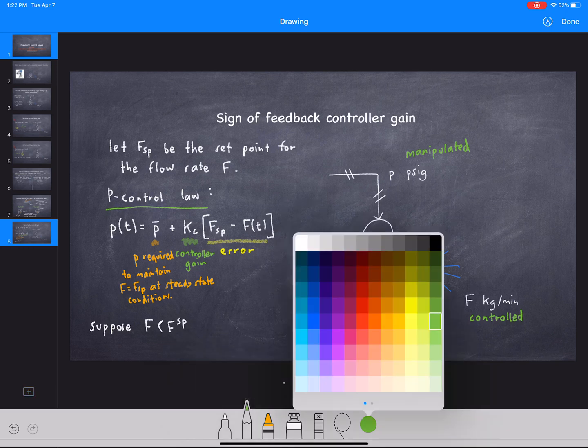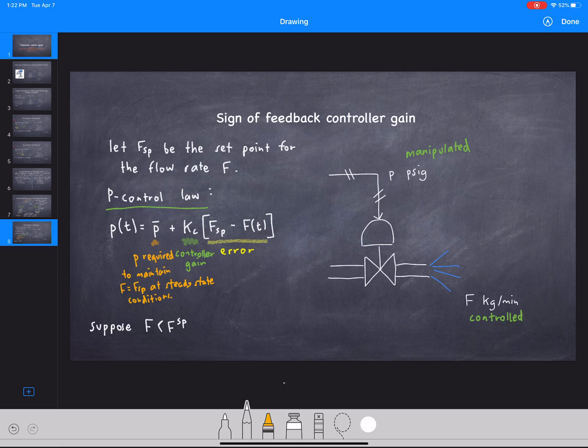All right, so to see why it's important to know if your valve is air to open or air to close, let's suppose that your flow rate is less than the set point, okay? So the set point is greater. So what this implies then is that your error here is positive, right? Your error is positive. And what we want now, since the flow rate is too small, is we want the valve to open, in order to increase the flow and bring F up to its set point, right? Because F is too low.